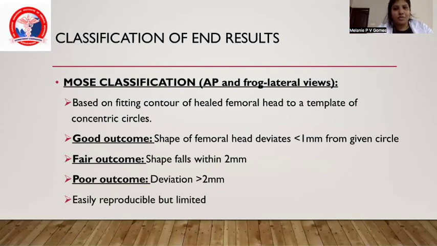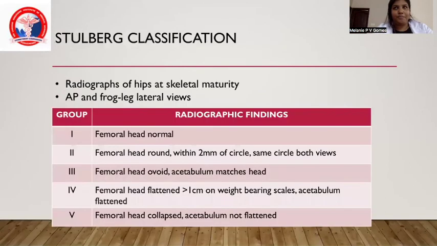Classification of the end results of Perthes. One is Mose's classification. Classified using the AP and frog lateral views, based on the fitting contour of the healed femoral head to a template of concentric circles. A good outcome will be seen if the shape of the femoral head deviates less than 1 mm from the given circle. A fair outcome is seen if the shape falls within 2 mm, and a poor outcome if the deviation is more than 2 mm. Easily reproducible, but limited.